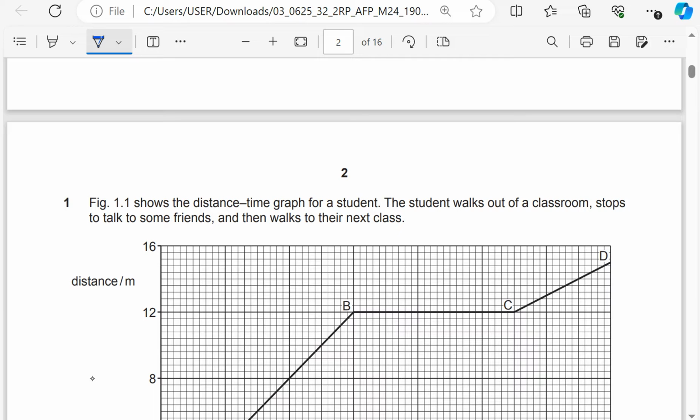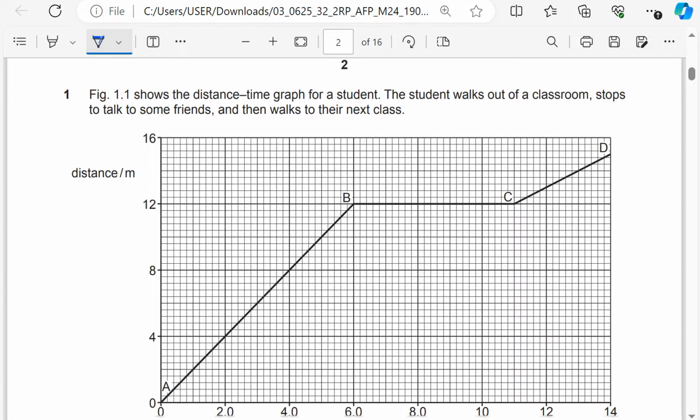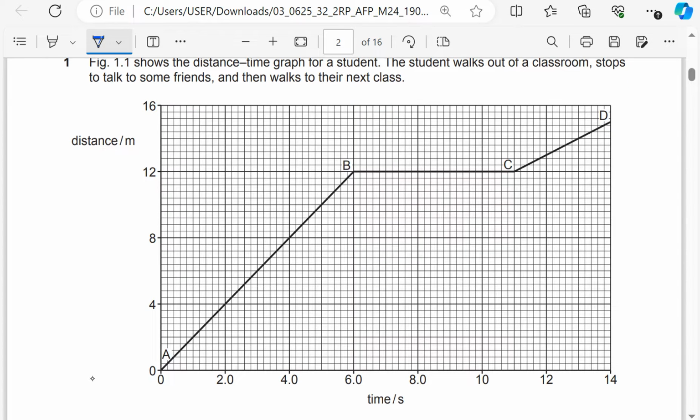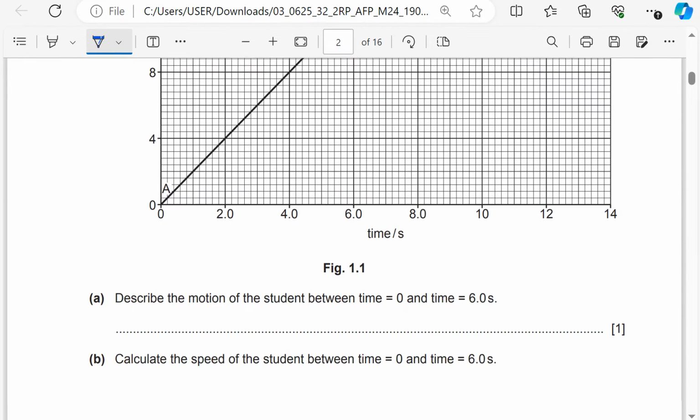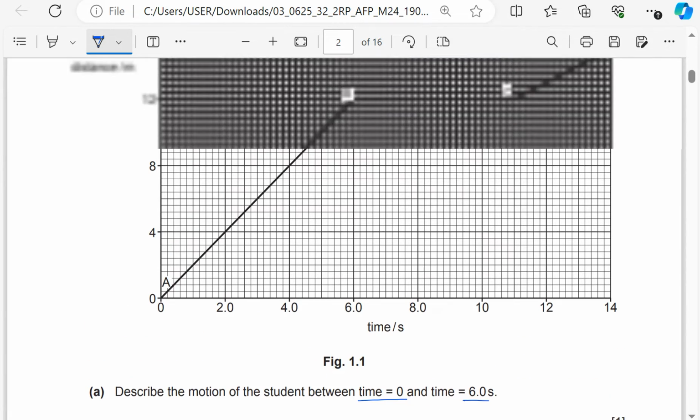Figure 1.1 shows the distance-time graph for a student. The student walks out of a classroom, stops to talk to some friends, and then walks to their next class. So walks out of the classroom, that is A to B, stops, that is B to C, then continues to the next class, that is C to D. Describe the motion of the student between time equals 0 and time equals 6 seconds.